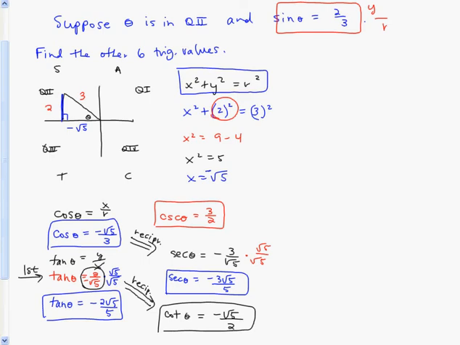Now let's think about this. Are sine and cosecant positive? And we have a definite yes. Positive 2/3, positive 3/2, they're reciprocals. Are all of my other values negative? And indeed they are. And so we're done with that one. And we've used our reciprocal properties as well as our sign properties to keep us in check.